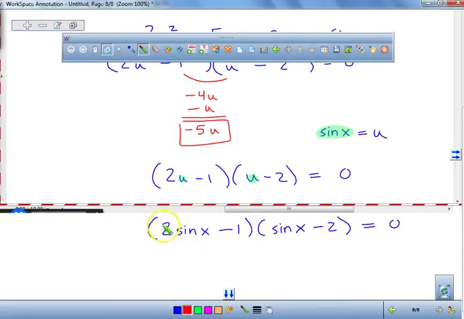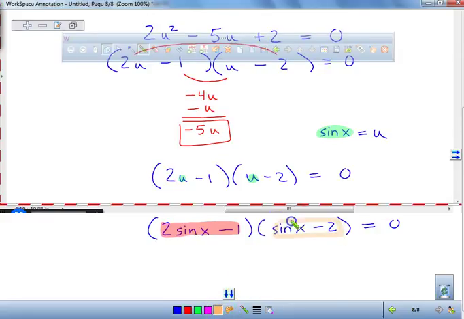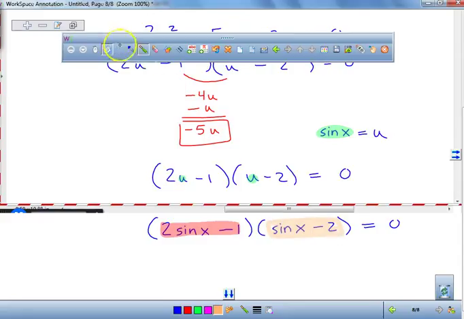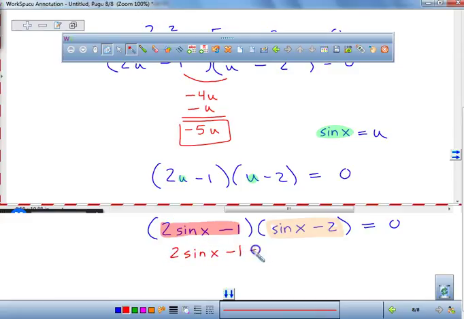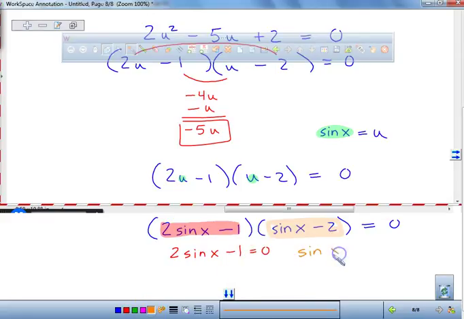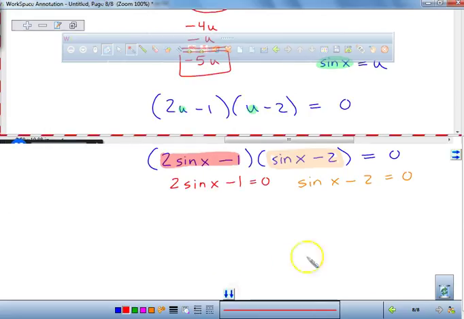Now, what we have to do now is take this, and what am I going to set this equal to? 0. And then I'm going to take this guy right here, and what am I going to set him equal to? 0. Let's do it. Set him equal to 0. 2 sine x minus 1 equals 0. And then you have sine of x minus 2 equals 0. And then at this point, we're going to solve for x.